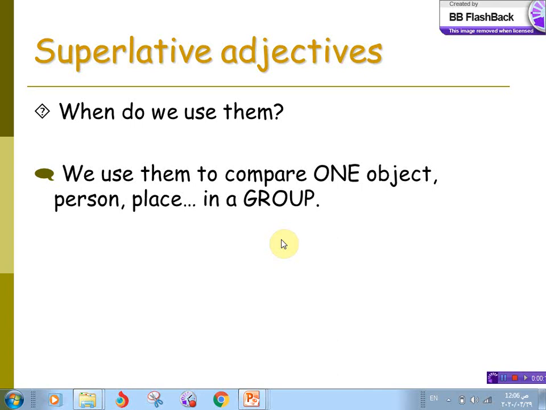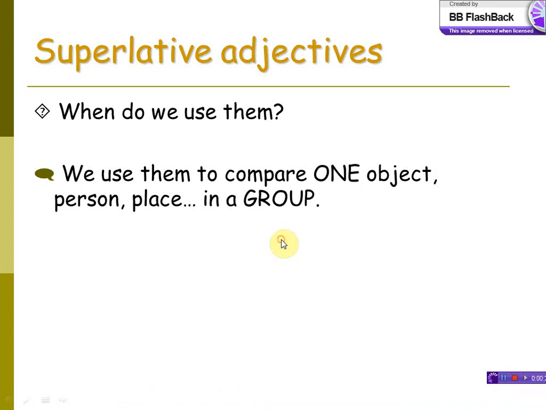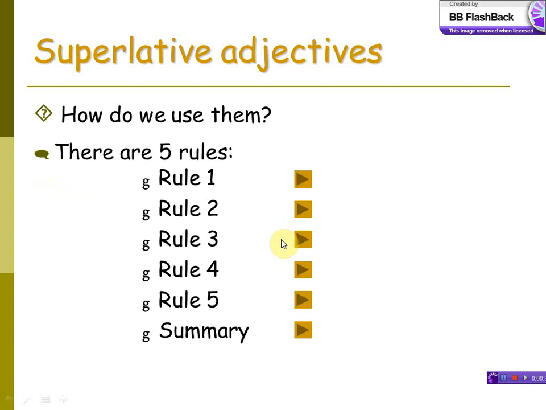Okay, let's continue quickly. We use the superlative adjectives to compare one object, one person, one place in a group. What does it mean? It means to compare one in a group. Okay, let's see how. But before we continue, we have to know that we have 5 rules to use the superlative adjectives. Let's start with rule number 1.